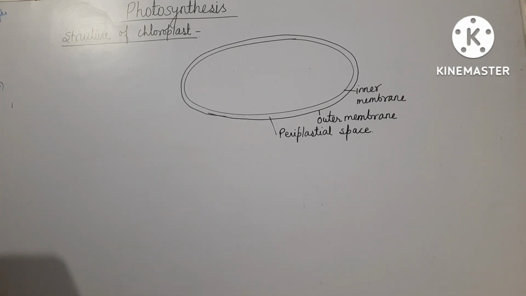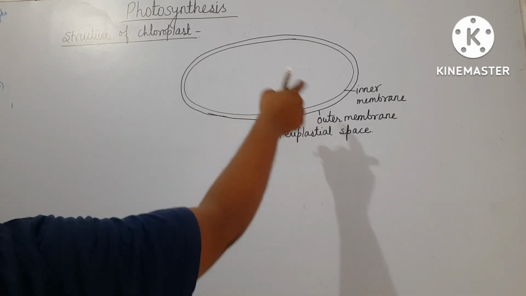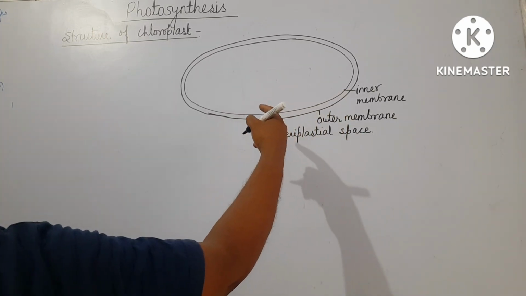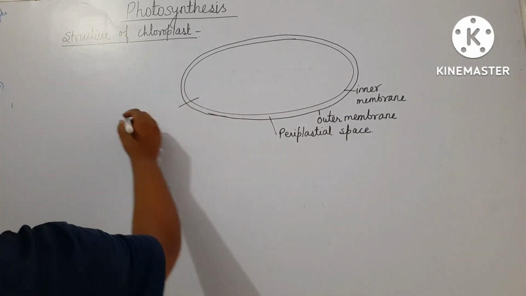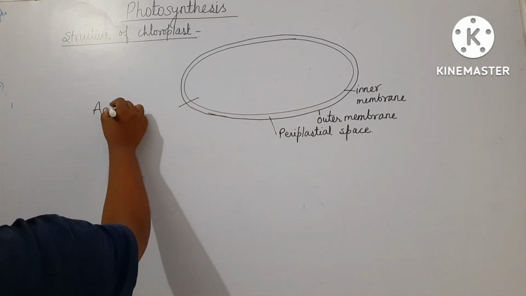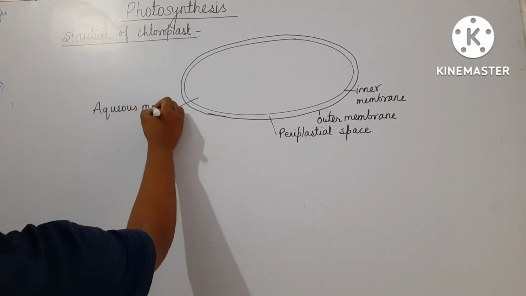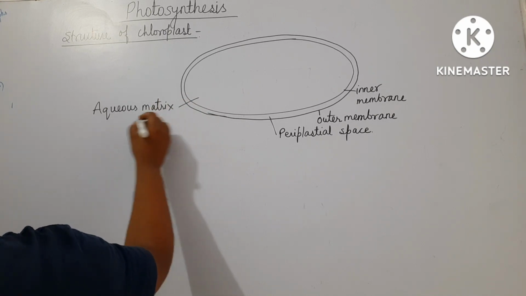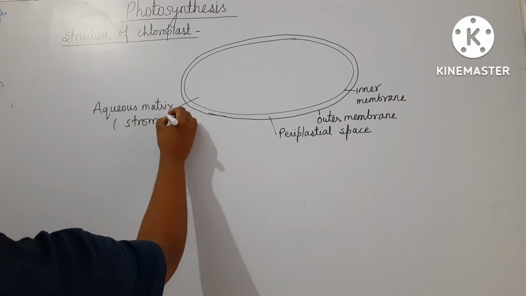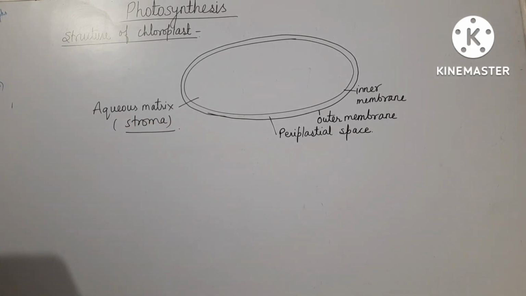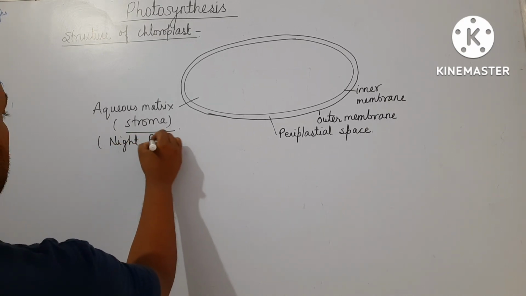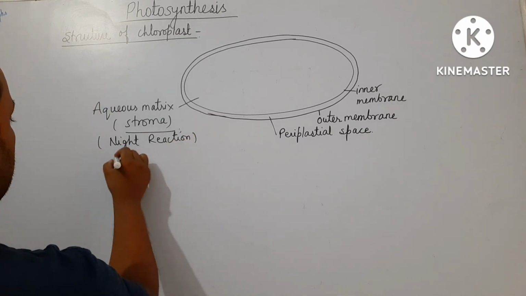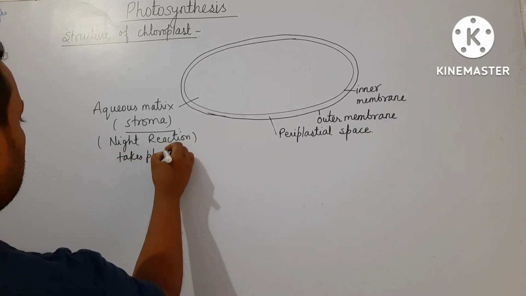Now each chloroplast is bounded by a double unit membrane, that is the outer membrane and the inner membrane, and the inner space is filled with an aqueous matrix, which is called stroma. Here the dark reaction takes place.